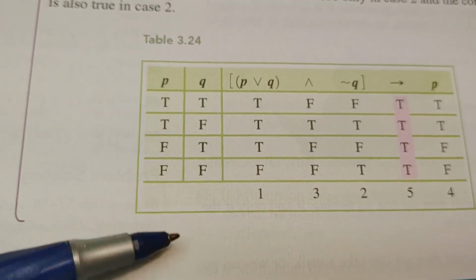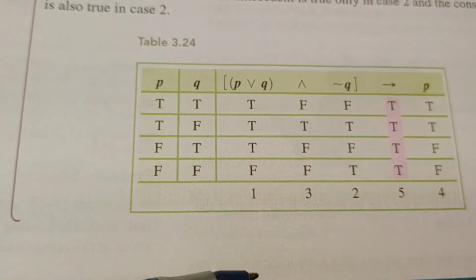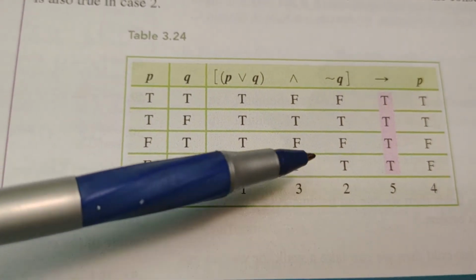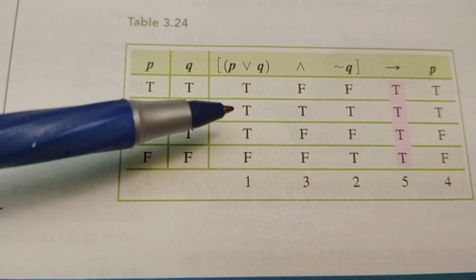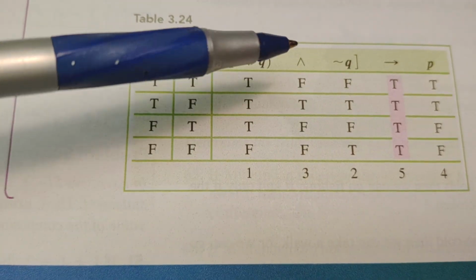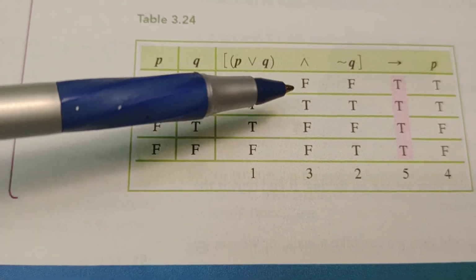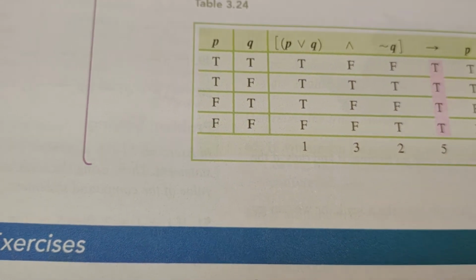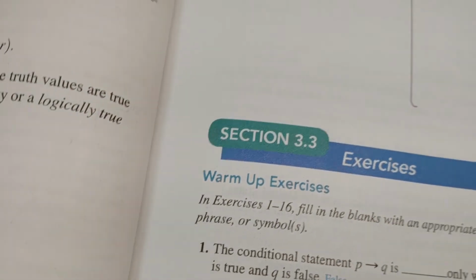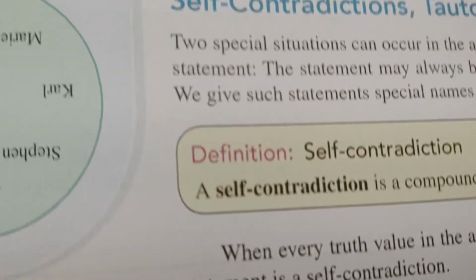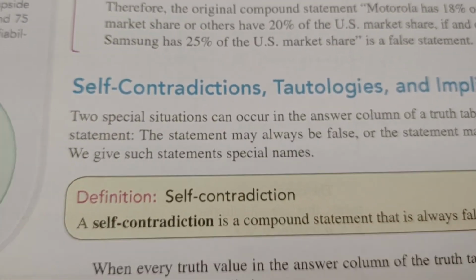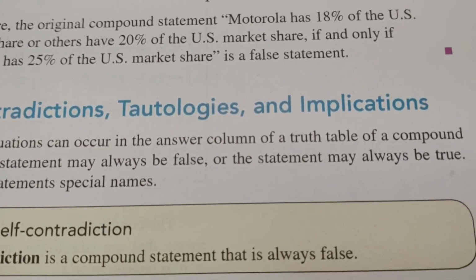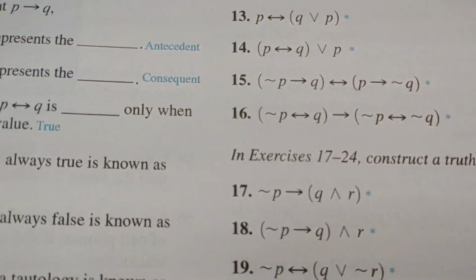So again, we start with P and Q, which we know. We know P or Q. Here's P again. And so now we have negated Q. If we use this and this is how we get this. And now if we use this to here, we get this. To be honest with you, I'm not going to give you anything like this, but it's just good to know in terms of self-contradictions, which are all false, and tautologies, which are all true, and implications, which are conditional statements, which are all true. Okay?